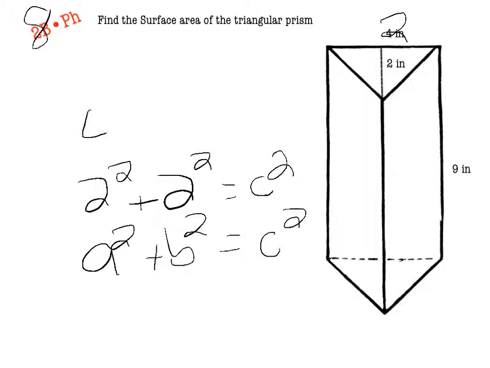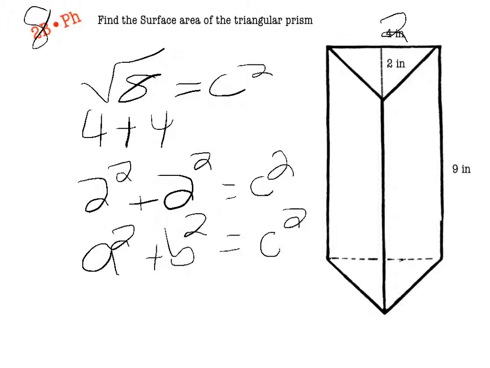So we would have 2 and 2 to replace a and b. So we would get 4 plus 4, which is 8, equals c squared. The opposite of squaring is square rooting. We would need to square root both of these numbers to get rid of the square on the c. There is no exact answer of the square root of 8, so we would have to use 2.8 to get our closest.